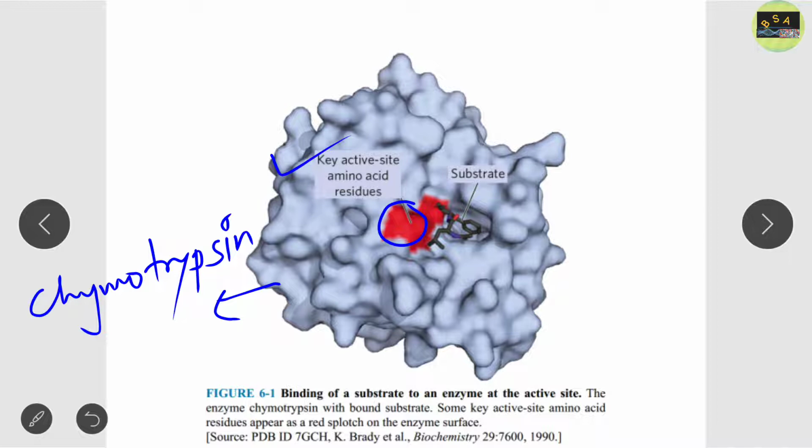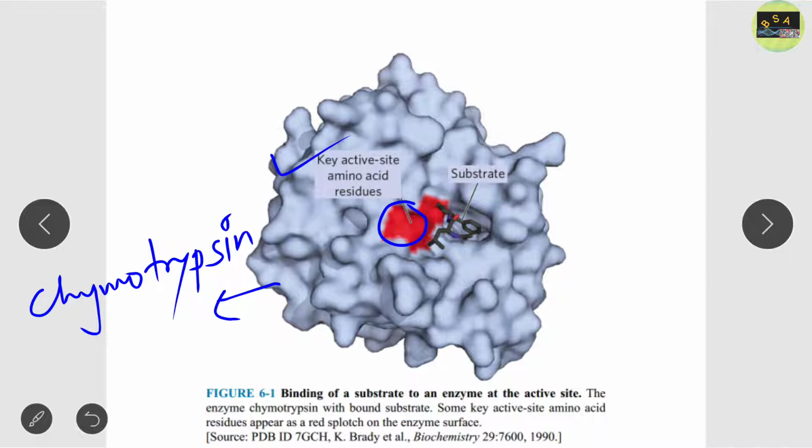So what does this active site mean? Just note it down. The active site is a pocket of an enzyme where the reaction takes place. Or you can say that the enzyme-catalyzed reaction takes place within the confines of a pocket of the enzyme, which is called the active site. So this is the definition of the active site.